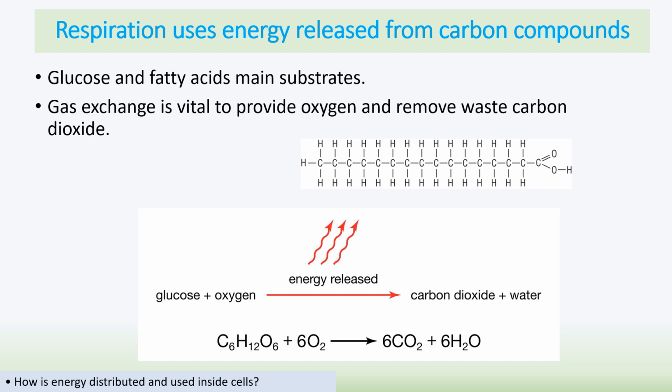Respiration basically uses energy that is always released from carbon compounds. So whilst we're talking about glucose as the main one, fatty acids are also used in key parts of the body, such as the heart, and gas exchange therefore is vital, because as you should know, the basic reaction for aerobic respiration is glucose C6H12O6 plus oxygen goes to carbon dioxide and water, and this releases energy in the form of heat, but it also makes ATP.